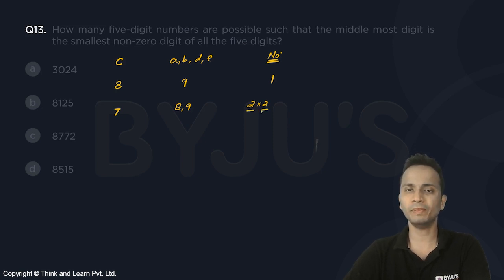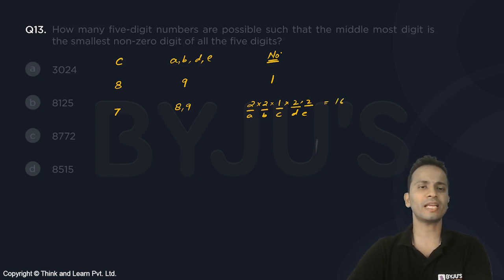So A, B, C, D, E. For A, there are two possibilities. For B, there are two possibilities. For C, there is only one possibility. For D, there are two. And for E, there are two. So it will be 2 into 2 into 1 into 2 into 2, which is equal to 16. So there can be 16 such numbers possible.